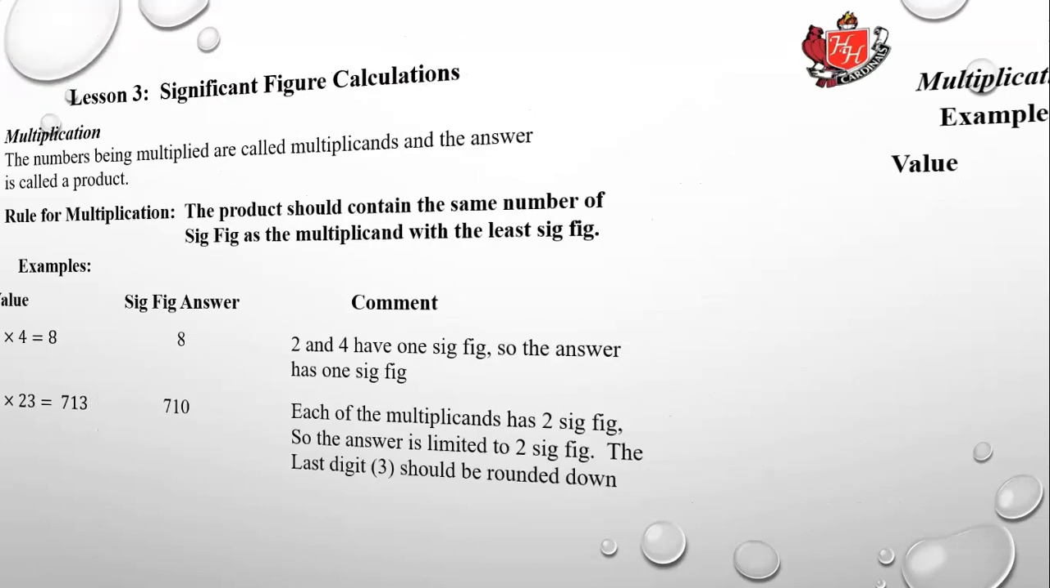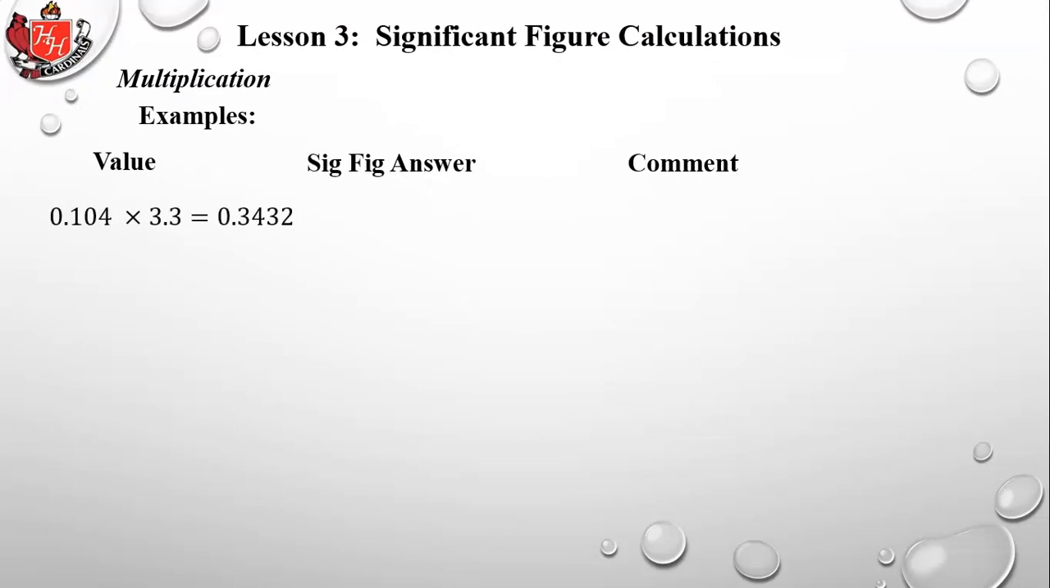All right, what about these? So what you're seeing there is the calculator answer of multiplying those two numbers. The calculator answer would be 0.3432. So the sig fig answer, see if you can come up with that. It's going to be 0.34.